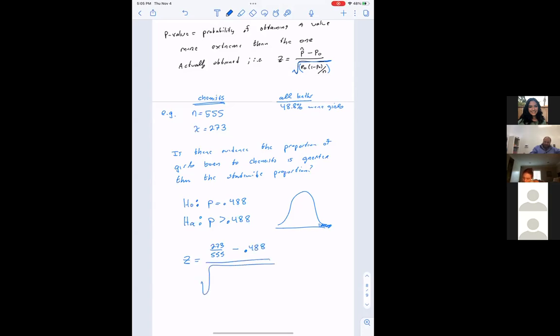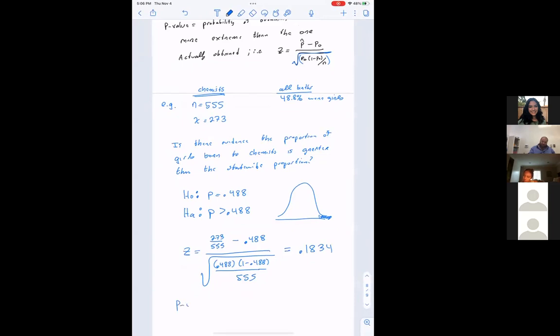Divided by the square root of 0.488 times 1 minus 0.488 over n, which is 555. So let's compute our z. 0.488 times 1 minus 0.488 divided by 555, square root, 273 divided by 555 minus 0.488, this divided by this. Okay, I got my z. What's your z? 0.1834. That was nice and quick.